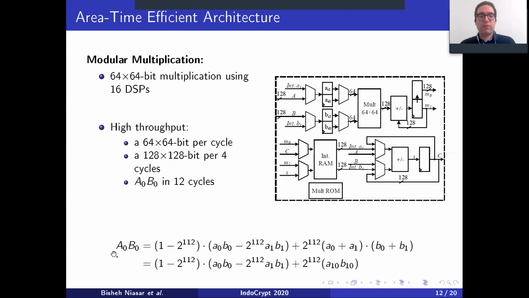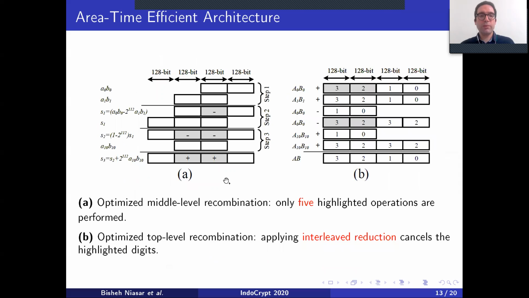As you see, for performing A0 times B0 in this equation, using the refined Karatsuba multiplication, we need to compute only 3 multiplications, which needs only 12 cycles. The results of these 3 multiplications can be recombined using a very optimized method. As you see here, we need only 5 operations in this recombination.